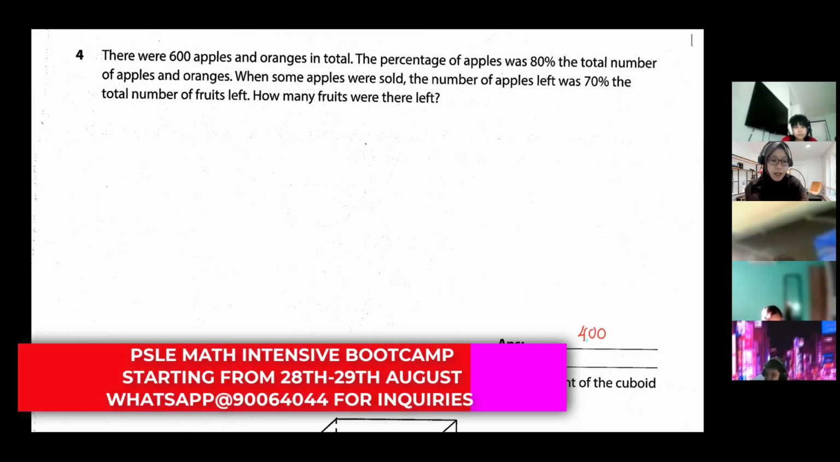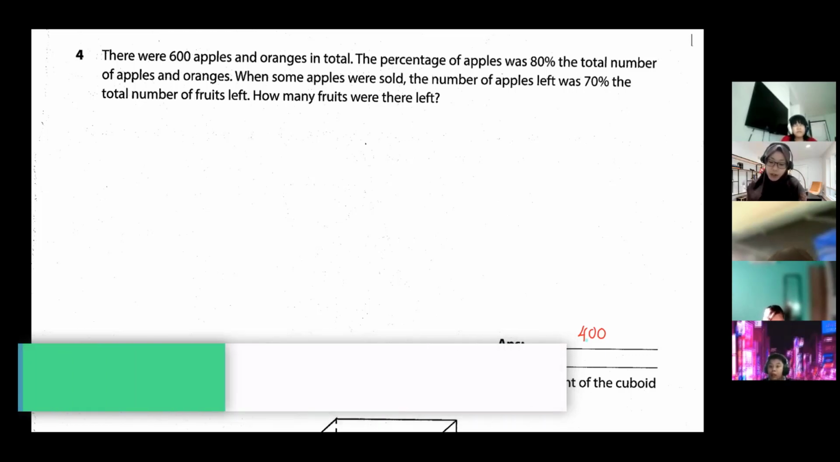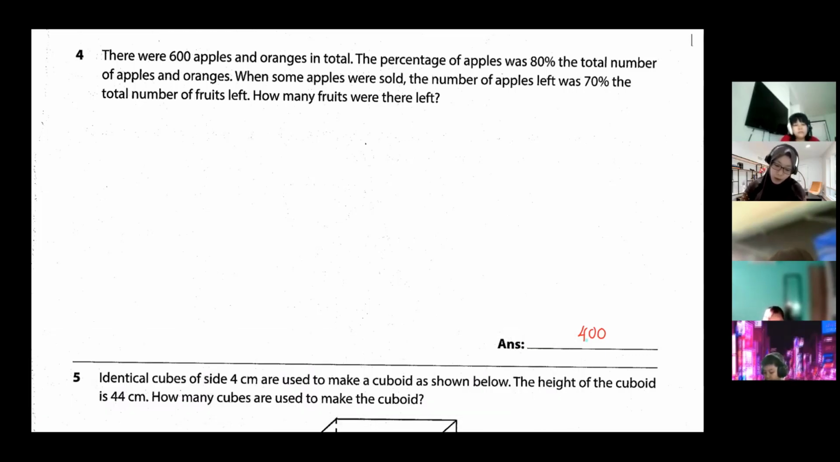Okay, there were 600 apples and oranges in total. So this is our total amount of fruits. The percentage of the apples was 80% of the total number of apples and oranges. When some apples were sold, the number of apples left was 70% of the total number of fruits left. How many fruits were there left?